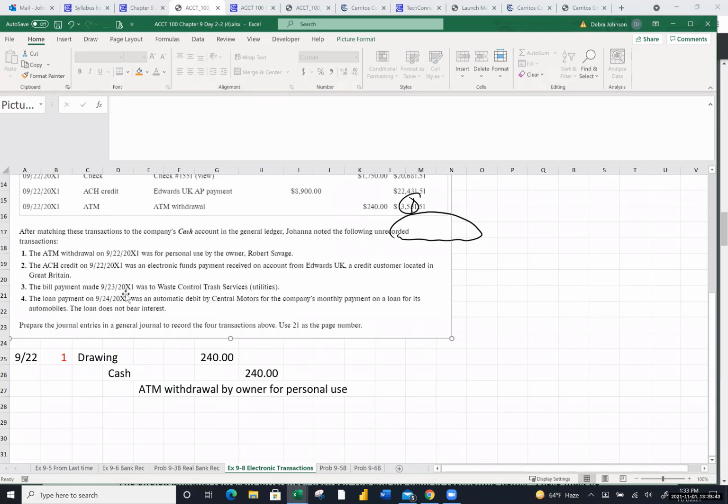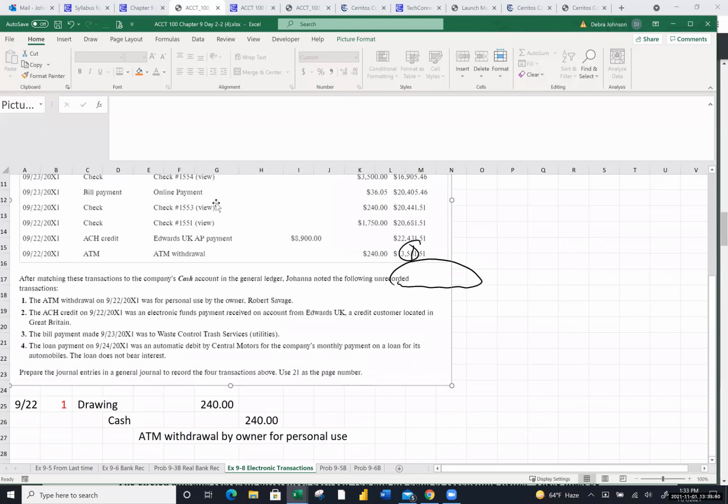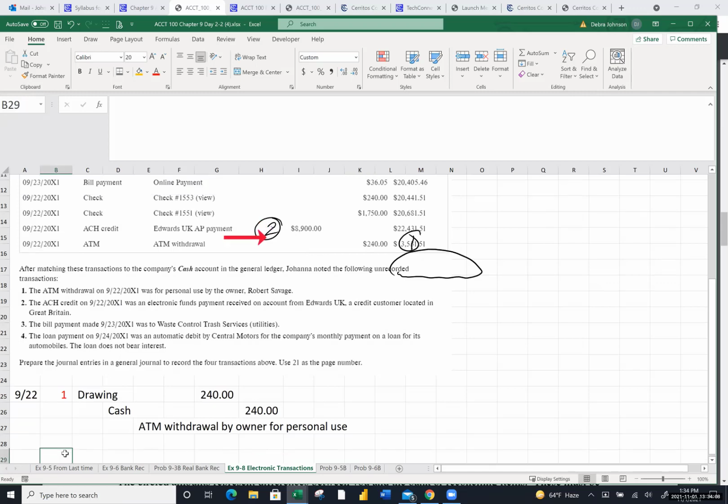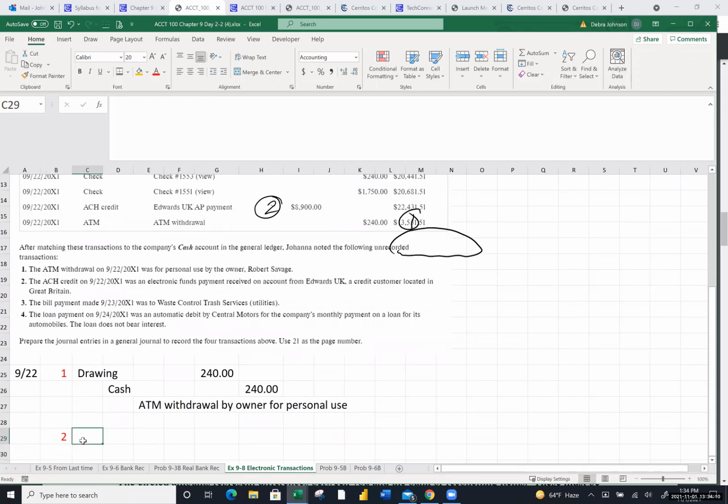Number 2, the ACH credit on 9/22. Okay, go find it. The ACH credit on 9/22. Here it is. And this says it was an electronic funds payment received from a customer located outside the United States. Okay, so what's happening on that account? We know our cash is going up because it's in the plus column.